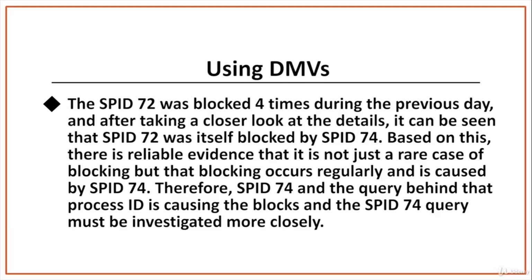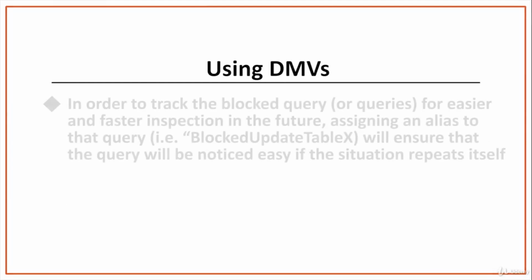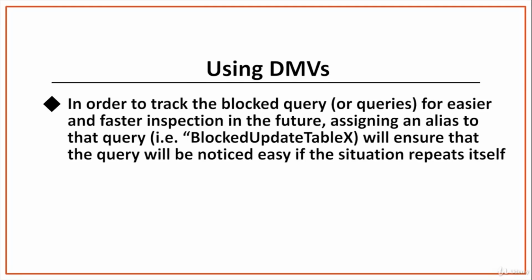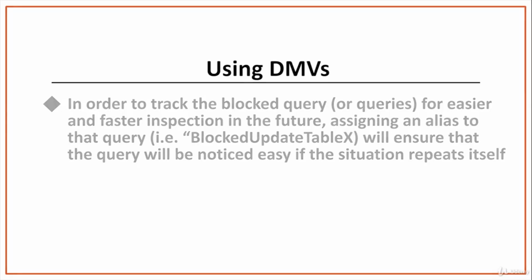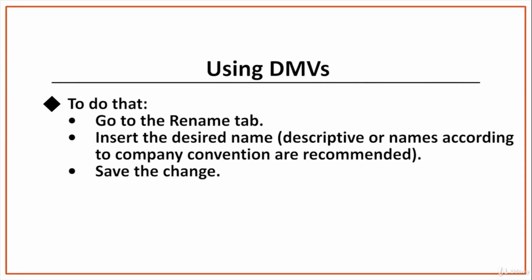be investigated more closely. In order to track the blocked query or queries for easier and faster inspection in the future, assigning an alias to that query, for example, "blocked update table X", will ensure that the query will be noticed easily if the situation repeats itself. To do that, go to the Rename tab. Insert the desired name, descriptive or names according to company convention are recommended, and then save the change.